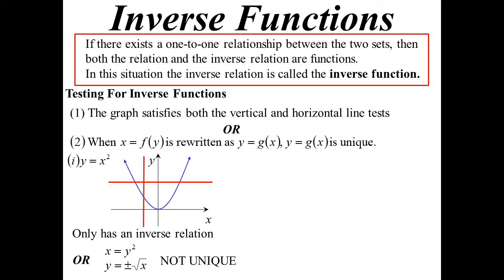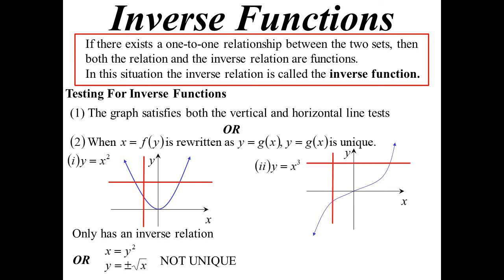It's not unique. Let's have a look at our very poorly drawn cubic there. Yes, it satisfies the vertical line test. Yes, it would satisfy the horizontal line test as well. So yeah, that will have an inverse function. Algebraically, x is y cubed, swap the y's and the x's around. We get y equals the cube root of x. And that is unique because there's only one answer there. So yeah, that's good. That's an inverse function. That's all we'll say for now. We'll have a look at inverse functions in a bit more detail next time.